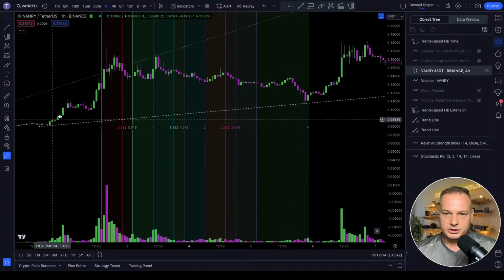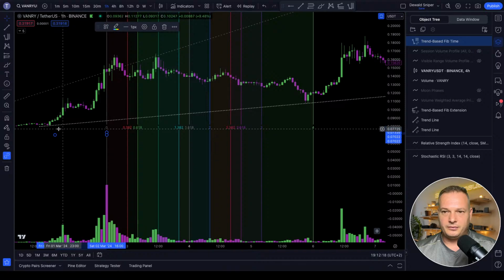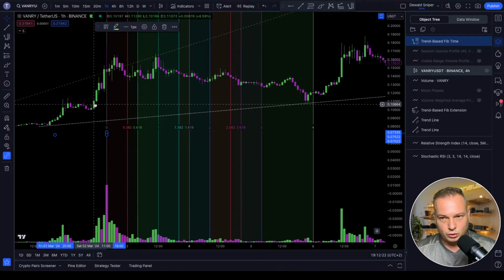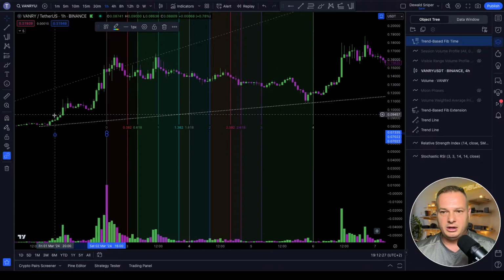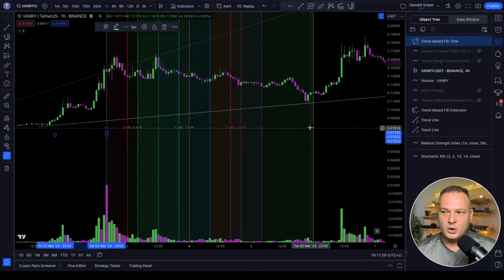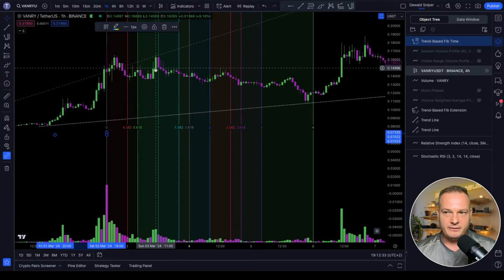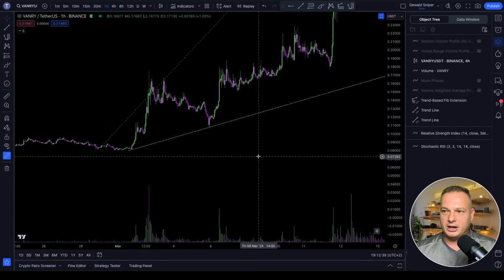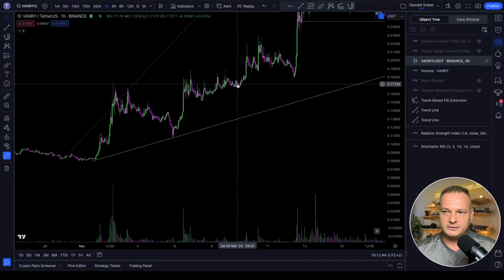Okay, this was the impulse. This was the correction. Look how short the impulses are and how long the corrections are. You have a 4-to-1 ratio. You have an extremely short impulse and you have a very long corrective structure. But then I see it rhymes. The coin rhymes. You have a short impulse and you have a long corrective structure.